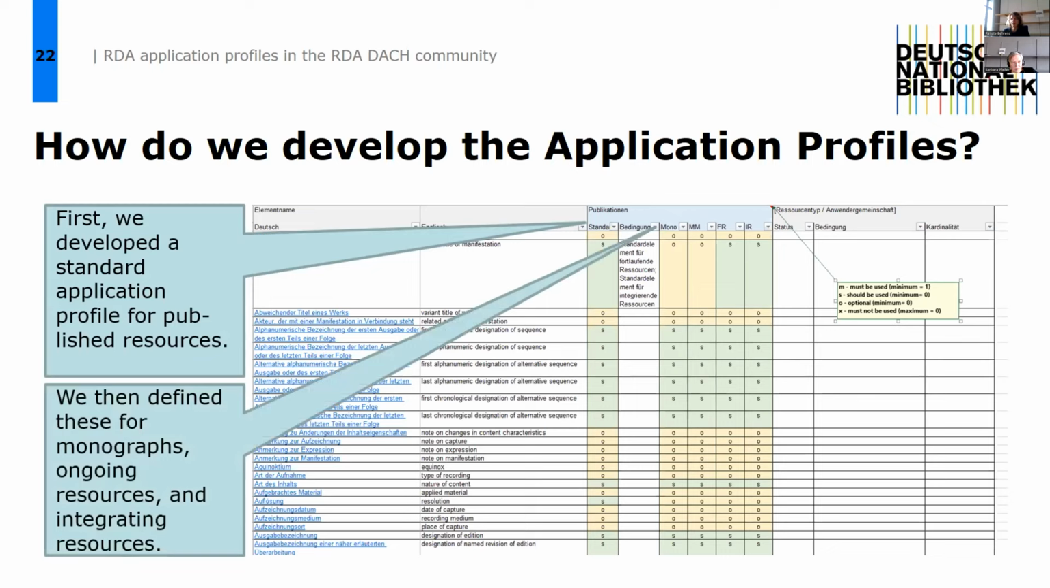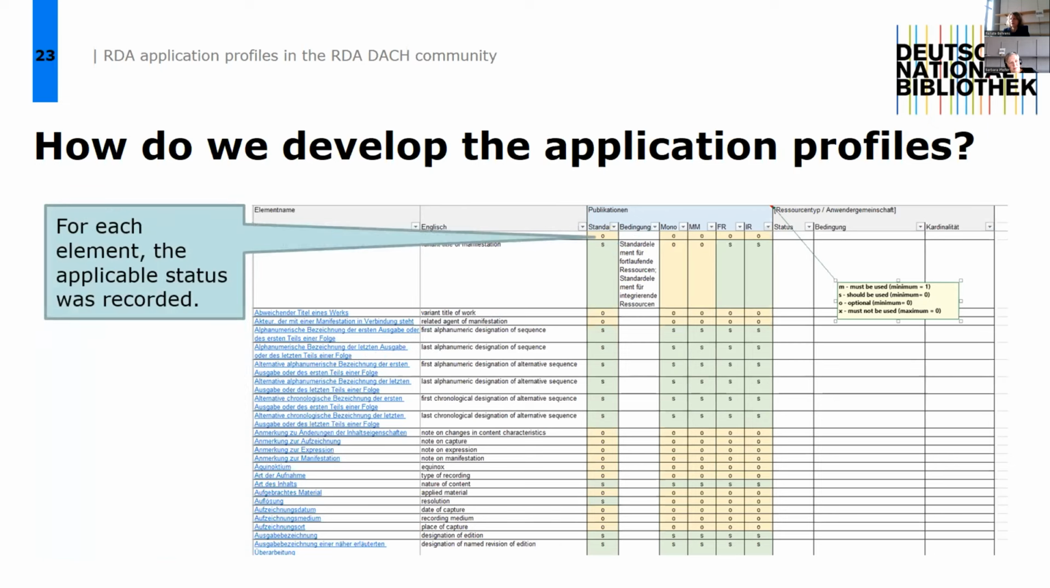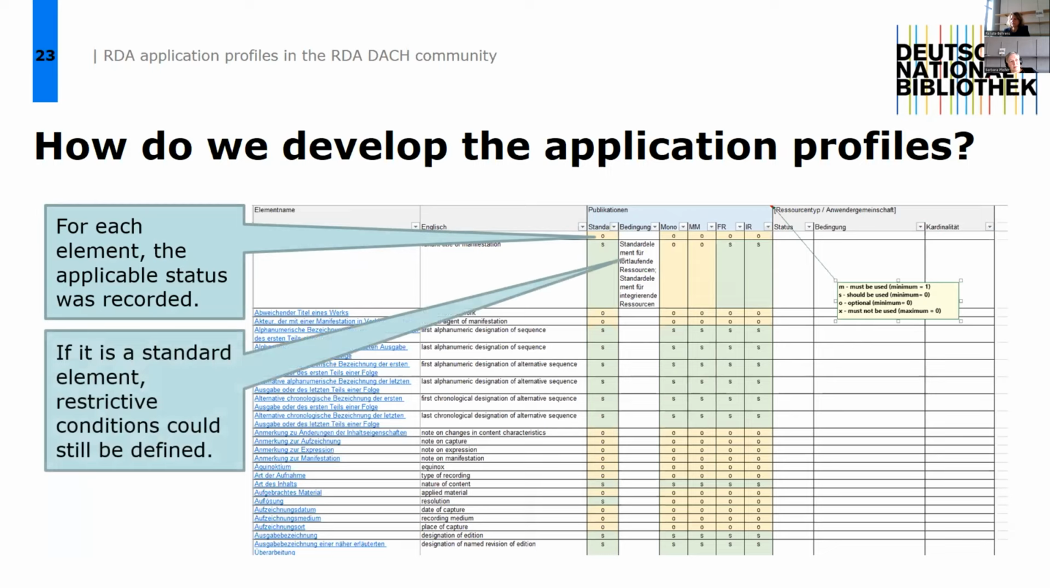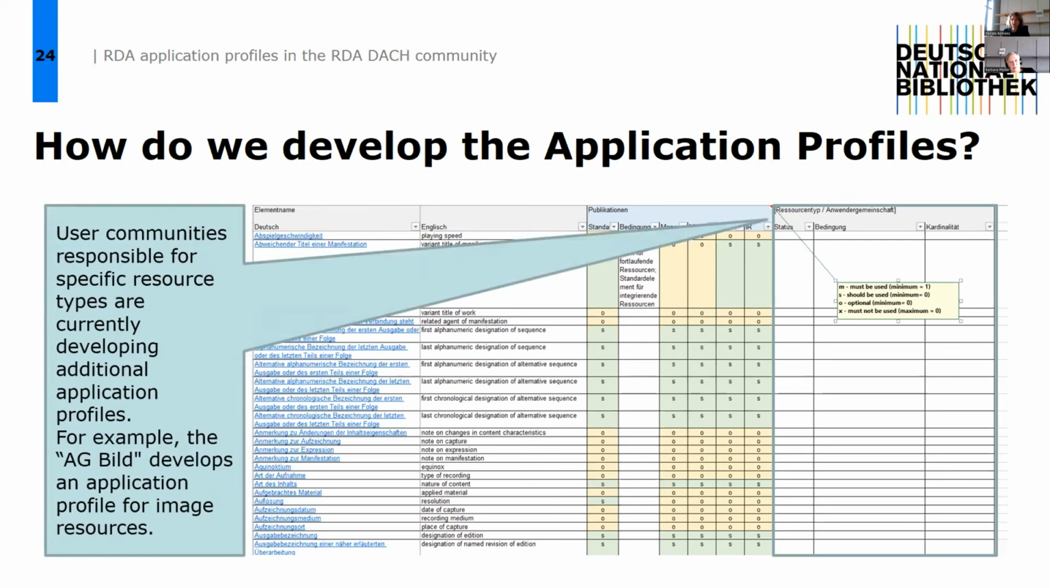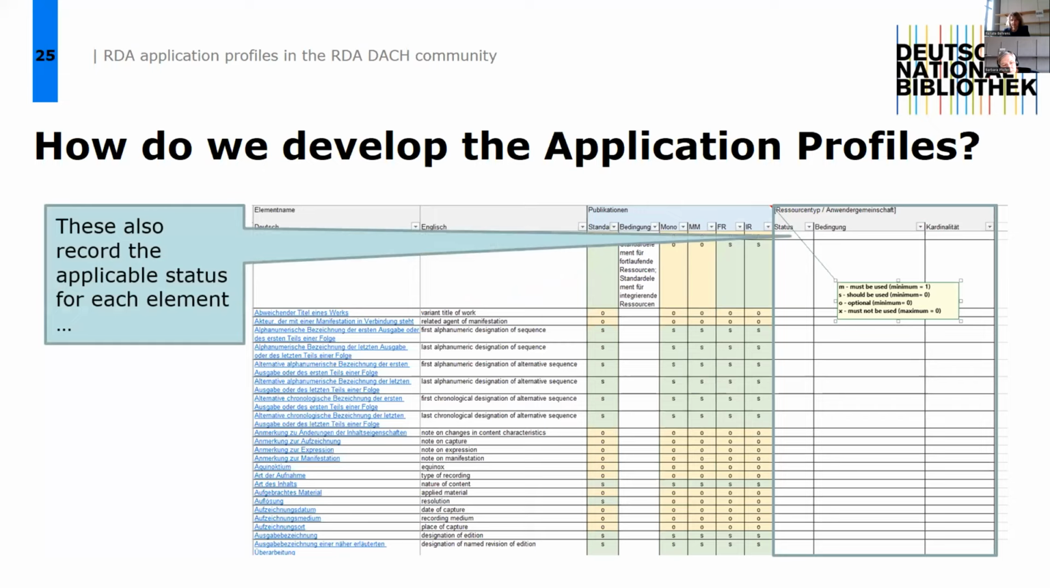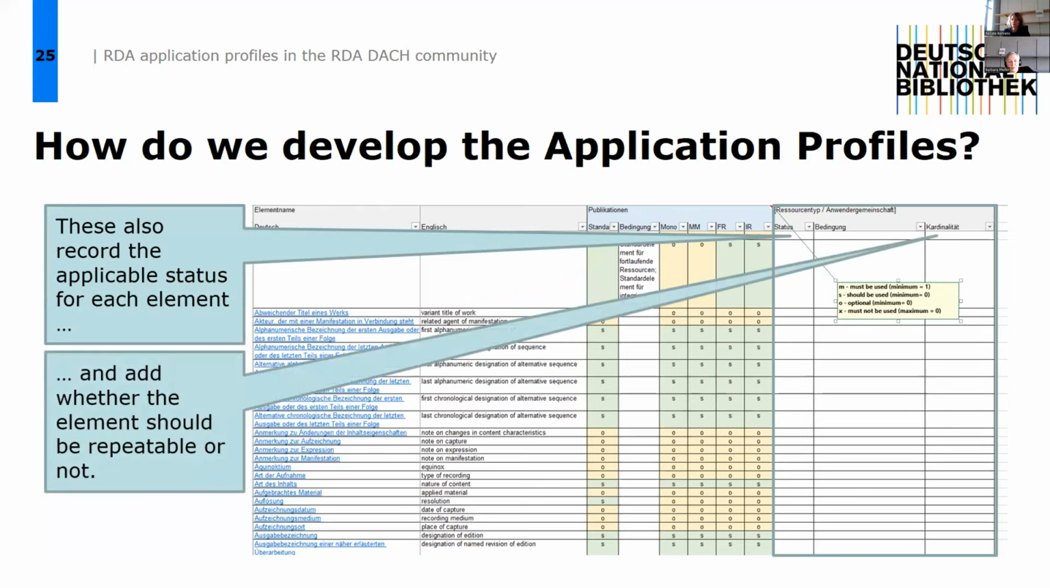Then we went more granular. We defined these elements for monographs, for ongoing resources, and for integrating resources. For each element, the applicable status was recorded, whether it is must, should, optional, or must not. You know this. And some conditions could be registered as well. Then our broader communities responsible for specific resources like images, for example, provided us their information, and we stored and registered in this Excel sheet as well their definitions for the elements. It is very different for them, so we will see. They went through the same process and recorded the status for each element, and whether it is repeatable, in the same way.